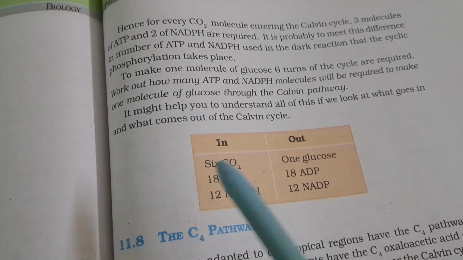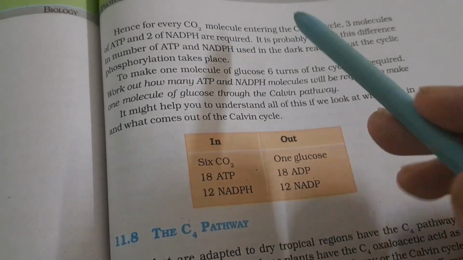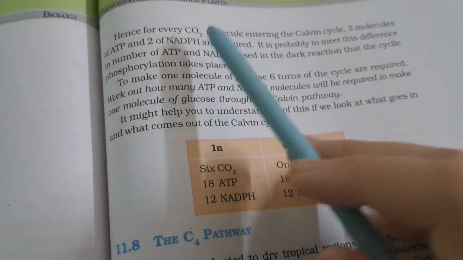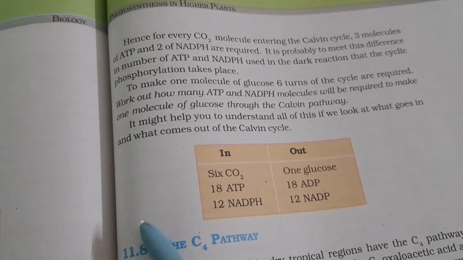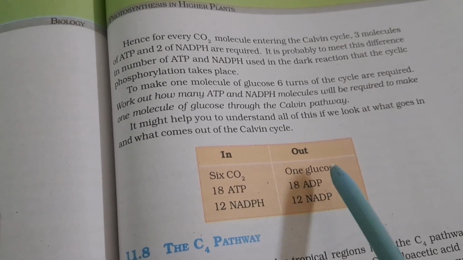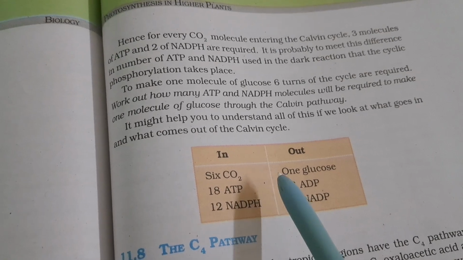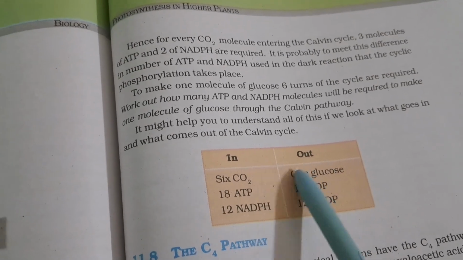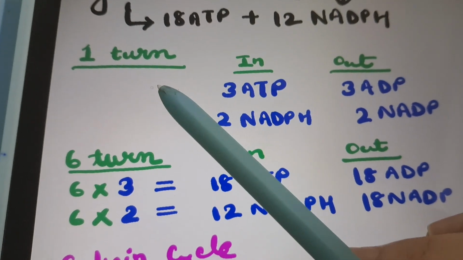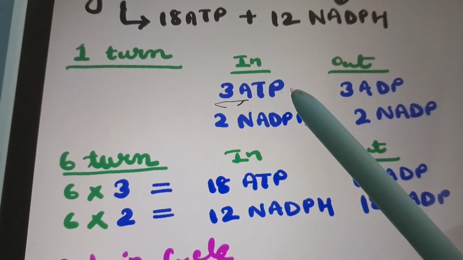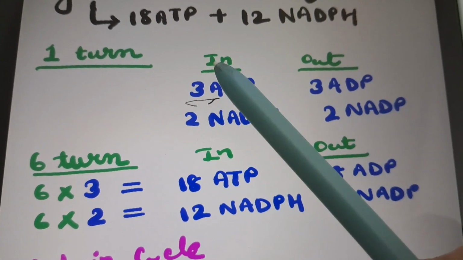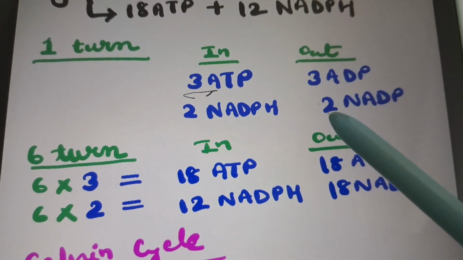This chart is made for a 6 turn cycle, not for 1 turn. Here, whatever is written, 3 molecules of ATP, 2 NADPH, this is for 1 turn. And this chart is written for 6 turns because 6 CO2, 1 glucose. So this is how this chart came. Let me explain it with the chart which I have made. See, this one is for 1 turn. 3 ATP will be utilized, 2 NADPH will be utilized. These are utilized and this we will get after that.